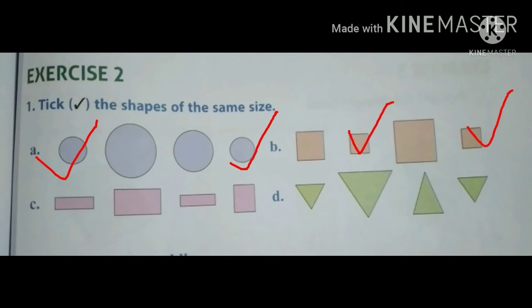The third question. Here you can see 4 rectangles. Tell me which rectangles have same size. Yes, the first and third one. So let us tick the first and third rectangles. The last question. Here you can see 4 triangles. Tell me children, which triangles have same size? Yes, the first one and the last one. That is, the first triangle and the fourth triangle. So let us tick the first triangle and the fourth triangle because these 2 triangles have the same size.